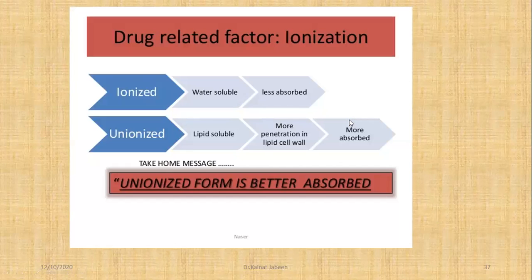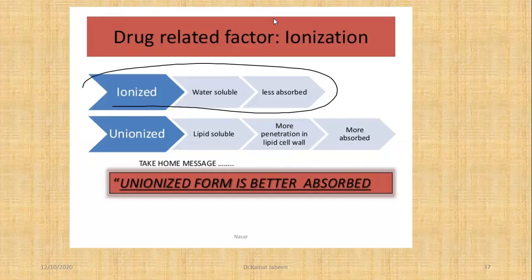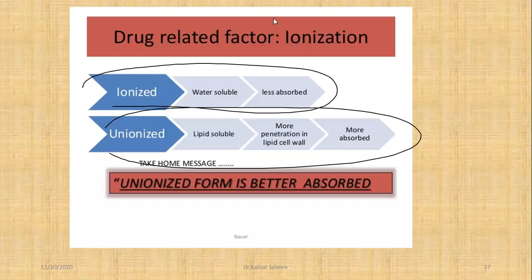Here you can see ionized drug. It is water soluble and is less absorbed. Unionized drug is lipid soluble. It will penetrate the lipid cell wall easily and get more absorbed. So the unionized form of the drug is more absorbable.